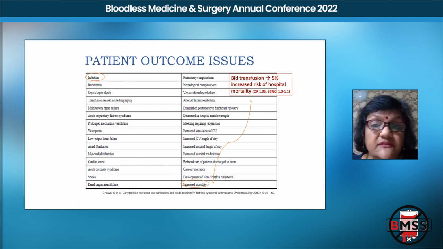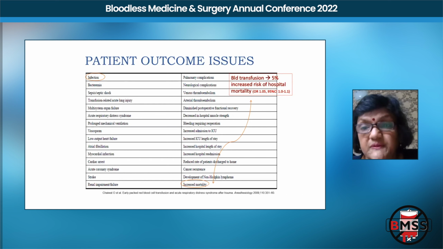So with blood transfusion, these are the possible things that can happen, from infection to embolism to pulmonary complication, to increased admissions to ICU and length of stay, and of course, increased risk of hospital mortality.